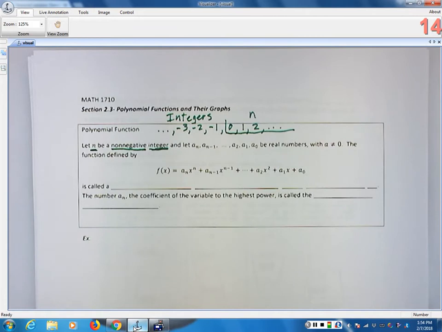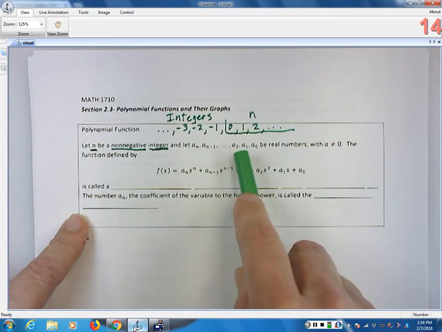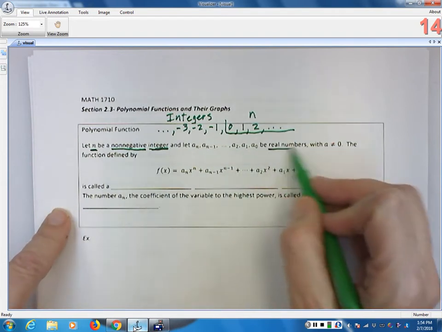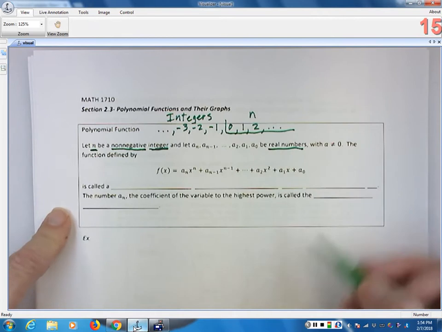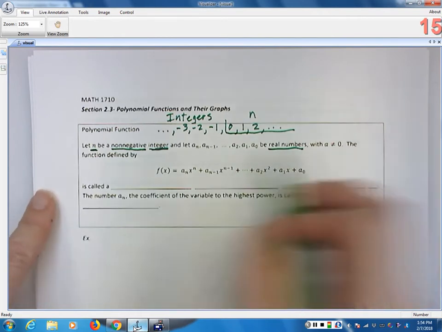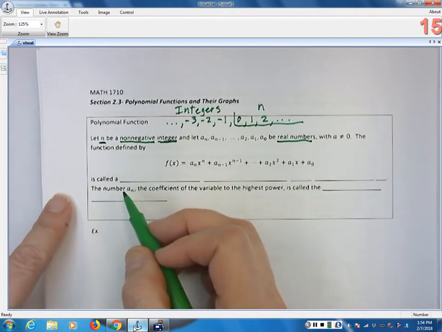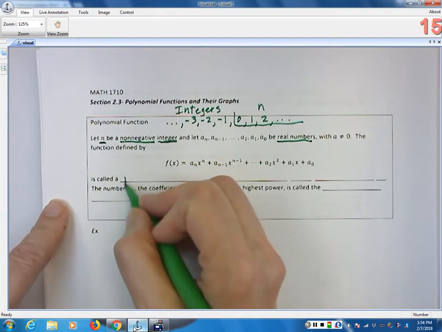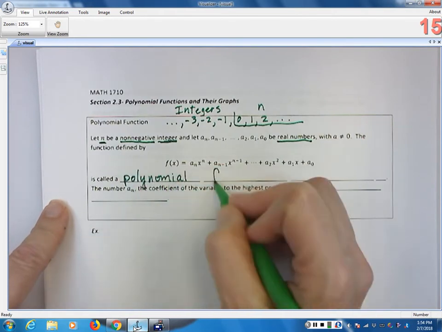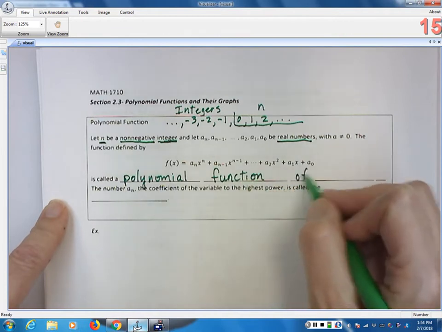Okay? And we're going to let the coefficients of the variables be a sub n minus 1, dot dot dot through a sub 0. And they have to be real numbers. And we can't let a sub n be 0. And the function defined by this is called a polynomial function of degree n.